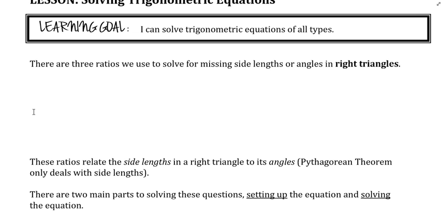So to start us off, let's get into this. Trigonometry, there's three ratios, basically three formulas. Sometimes I'll call them formulas. They are ratios, so I'll often call them ratios, but they're formulas, same thing. There's three ratios we use to solve for a missing side length or angle. We are looking at right triangles only.